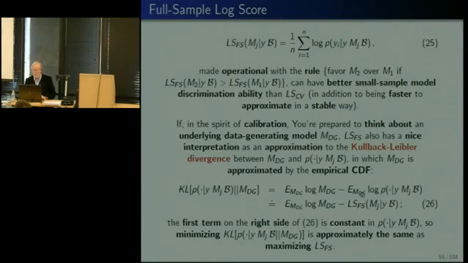And if we approximate that with the empirical CDF, you get equation 25 right above there. Because the way you take an expectation with respect to the empirical CDF is you give weight 1 over n to each of the data points y1 through yn and average. And so basically what we see from this equation 26 is that minimizing the Kullback-Leibler divergence between the predictive and the true data generating model is approximately the same as maximizing the full sample log score. And so that's another way that you can see that full sample log scores are a good thing to do.